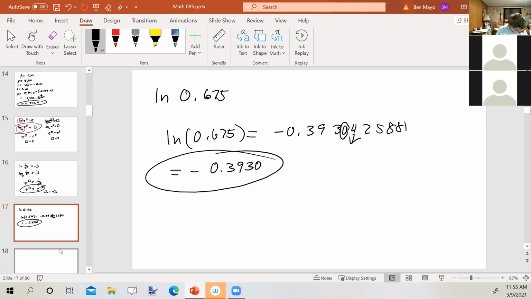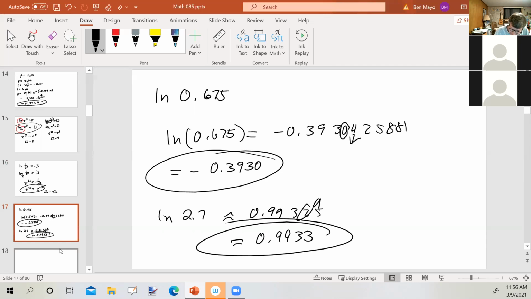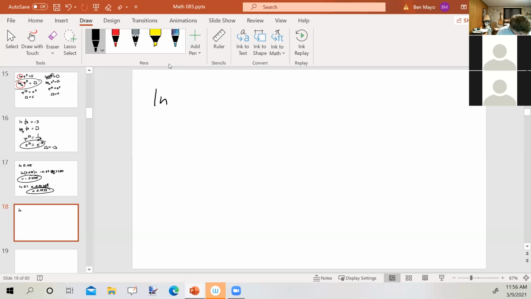Okay. How about the natural log of 2.7? The natural log of 2.7, and I'm getting 0.99325. The 5 will round up, so 0.9933. Okay. Any questions there? No. How about the natural log of negative 10?